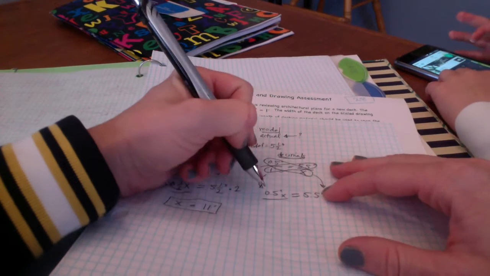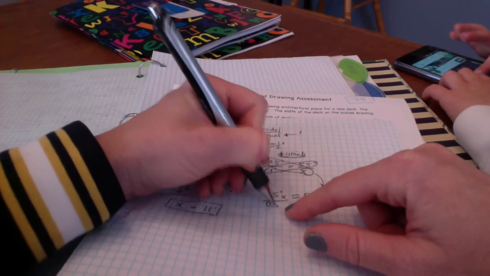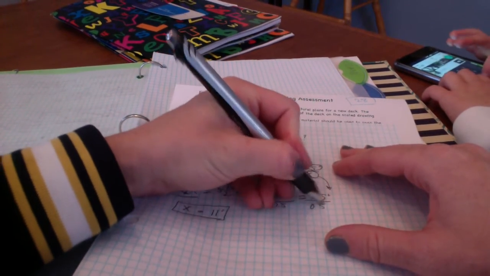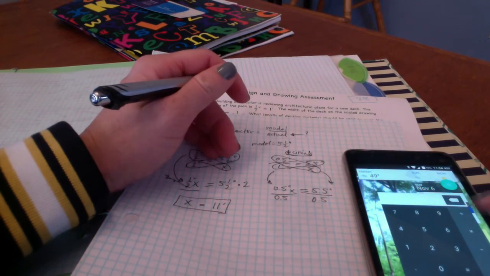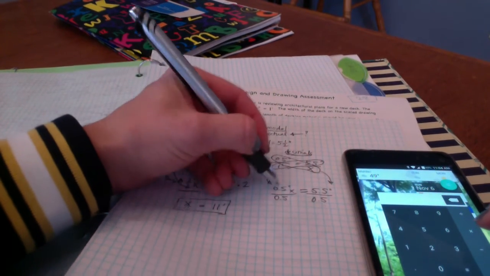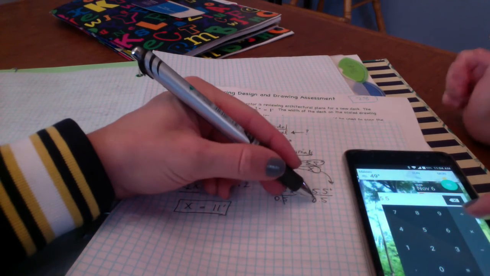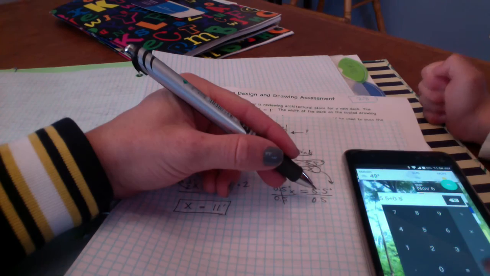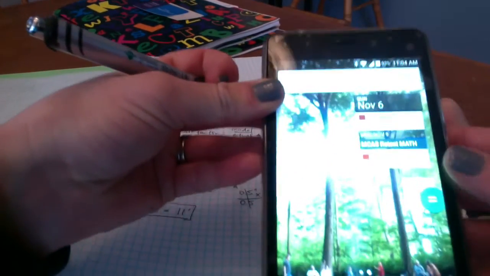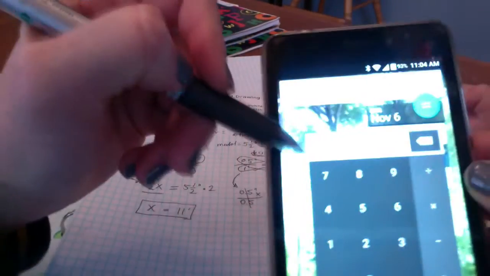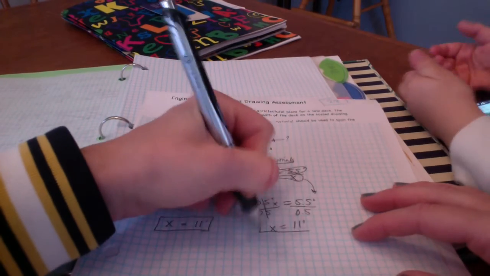So here, if we do 5.5 divided by 0.5, you see when you do it on your calculator, you get 11 again. So x is equal to 11 for both of those.